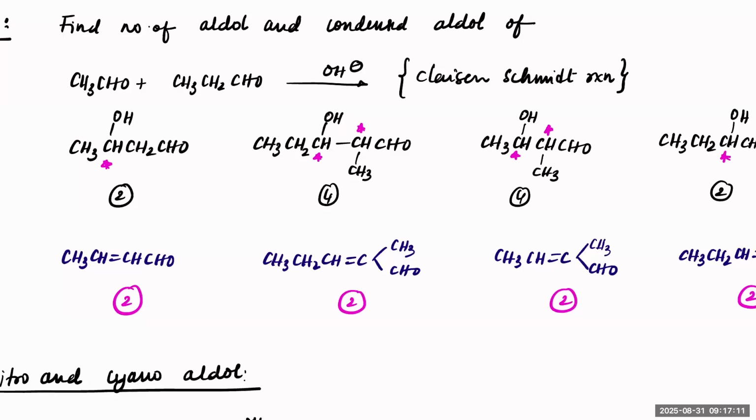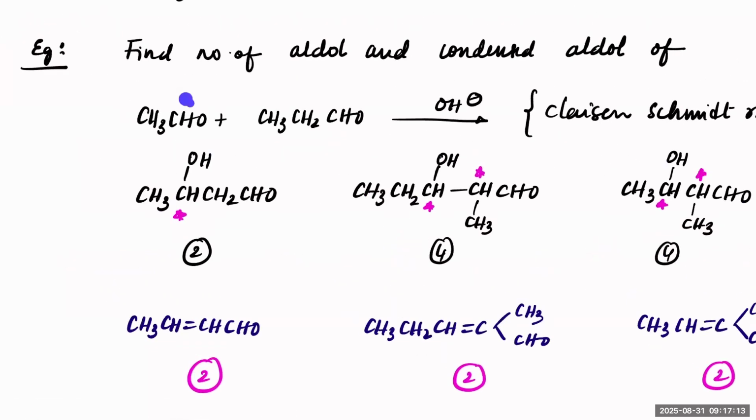I showed you a short way. Let me show you again. For CH3CHO, the same part I am writing, CH3CH, only this oxygen I am converting into an alcohol. Then connecting the same mole again from this CH2, I am connecting here, and then CHO, which is this one. So what is this one? This is a self aldol.